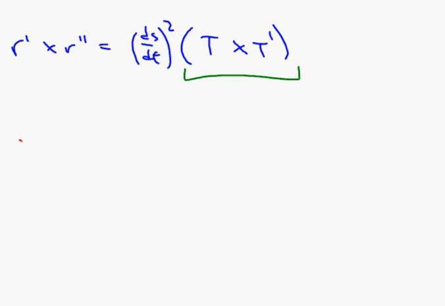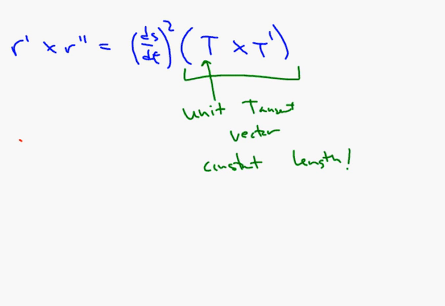Well, you know something about the vector t. Vector t is a unit tangent vector, which means it has a constant length. So our rule applies. That implies that t must be perpendicular to t prime. Okay? And since t is perpendicular to t prime, we get a very nice way of expressing this once we take the norm. So let's just leave it like that for now.